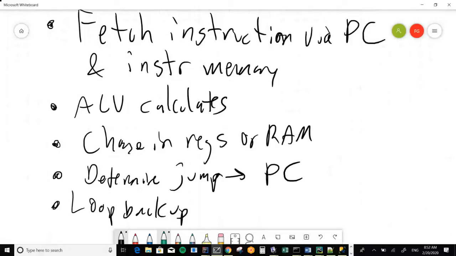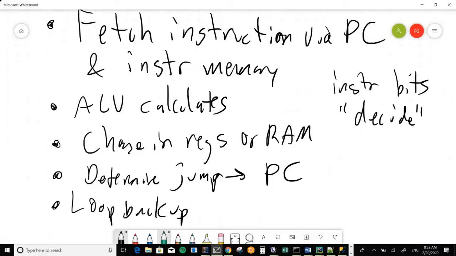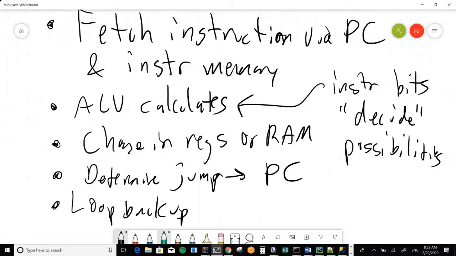You might also include something to say something about the instruction bits, deciding the possibilities. And so that would be references to the ALU, what changes it makes in RAM, what happens with the jump. And so I would look for something like this as well, to say something about what's the role of the instruction bits in a CPU. But in a nutshell, that's basically how a CPU decodes an instruction.